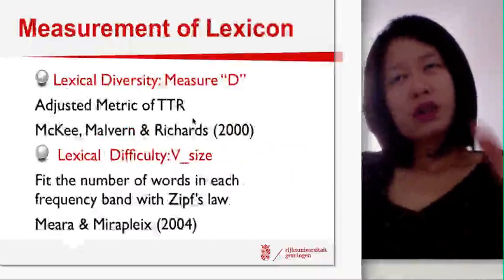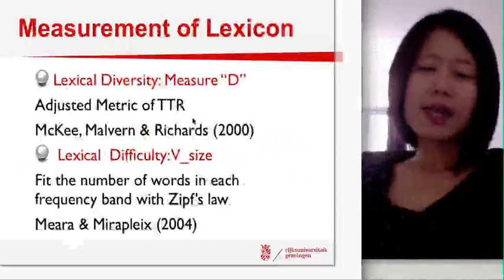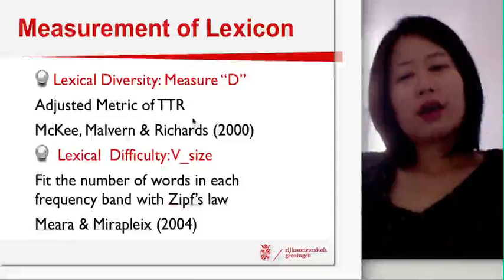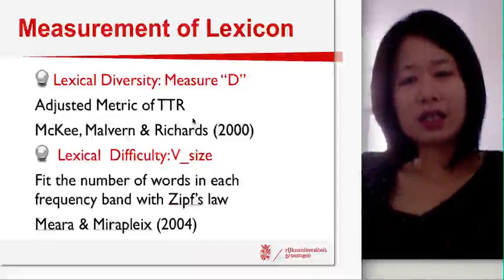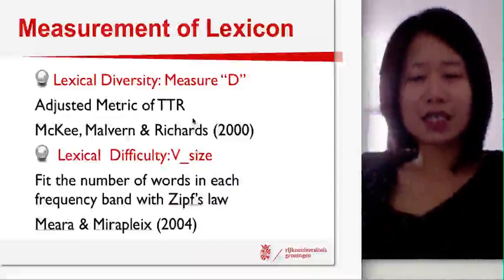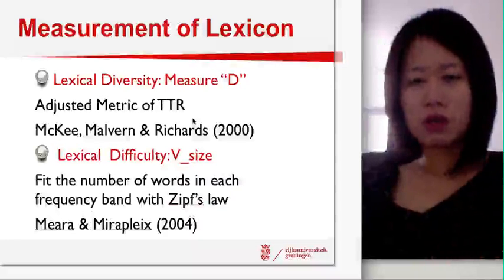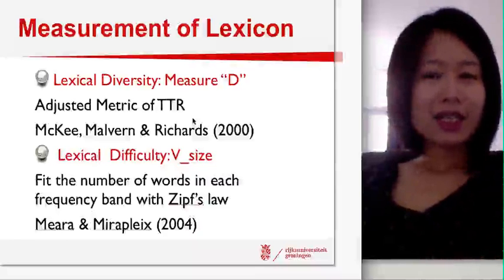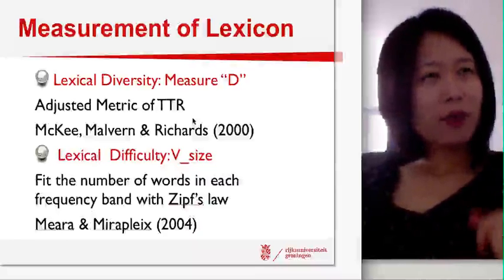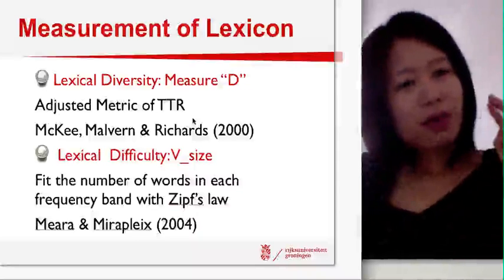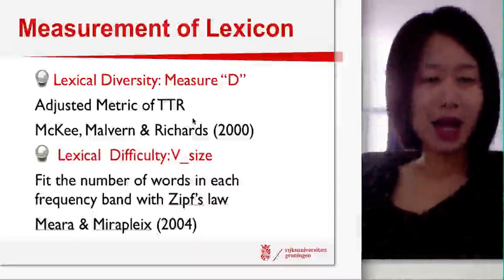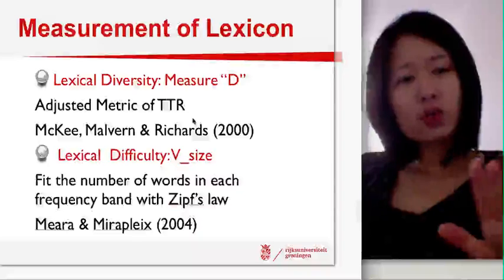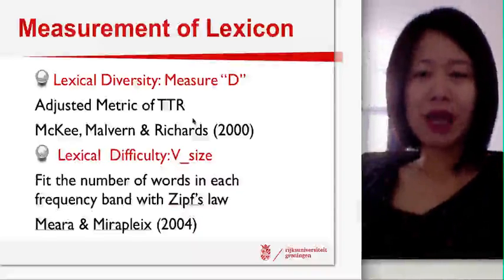After we collected all the writings and the recordings, we had to obtain the lexical diversity and the lexical difficulty from these texts. The tool we use to obtain the lexical diversity is the measure D. It is an adjusted metric of type-token ratio, so this measure is less sensitive to the text length. This tool was developed by McKee, Malvern, and Richards.